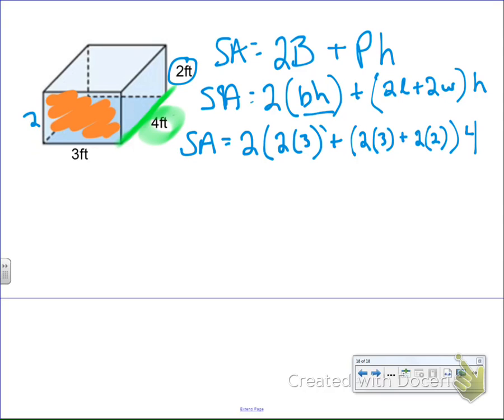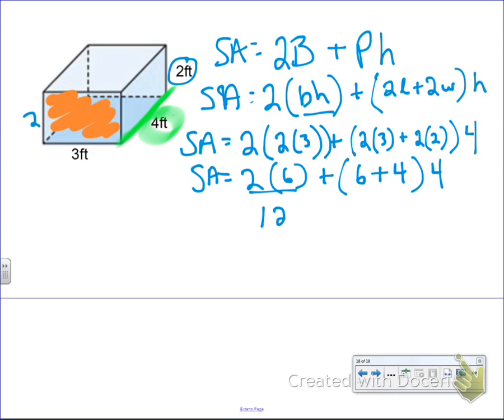So now I'm ready to do some multiplication here. Oh, I forgot that parentheses. So let's simplify some things out. So I'm going to say my surface area is 2 times 6, because 2 times 3 is 6, plus 2 times 3 is 6, plus 2 times 2, which is 4, and that gives me 4. So let's go another step further here. 2 times 6 is going to give me 12, plus 6 plus 4, which is 10, still in parentheses, times 4, because I got one more step to do there.